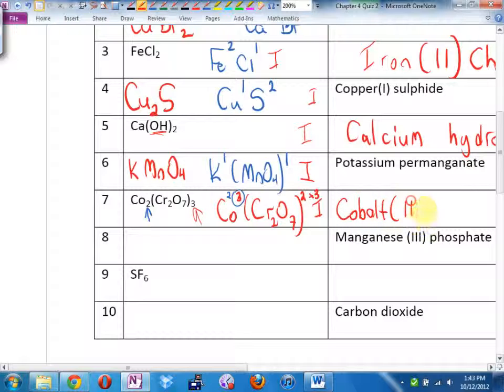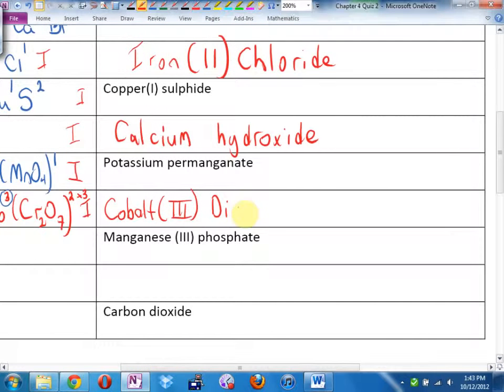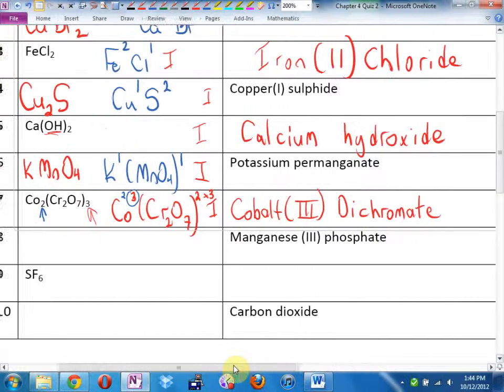This is going to be cobalt 3. Can cobalt be a 3? Let me double check. It can be. Whoa, too much. Dichromate. Half mark for the cobalt, half mark for the dichromate. If you're missing the Roman numeral or you got the wrong Roman numeral, half mark off.